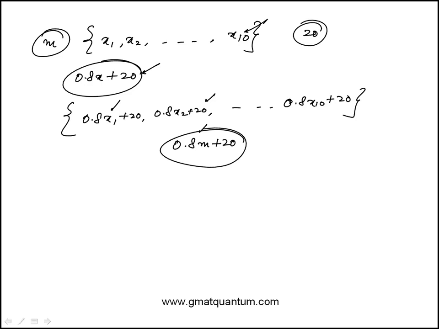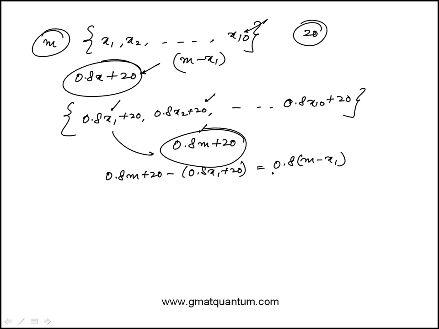So for standard deviation, you just need to know qualitatively how it's done. You're looking at the deviations from the average, and you'll see that the deviation would be 0.8m plus 20 minus (0.8x1 plus 20). You'll see that the 20 will drop out. It's going to be 0.8 times (m minus x1). So originally, the deviation was m minus x1. Now it's 0.8 times (m minus x1). Same thing for the other ones, 0.8 times (m minus x2). And you will get this multiplier for the standard deviation. So it's simply 20 times 0.8.